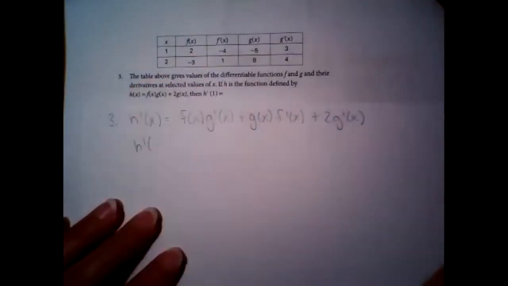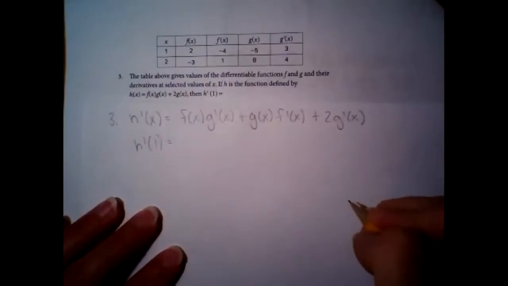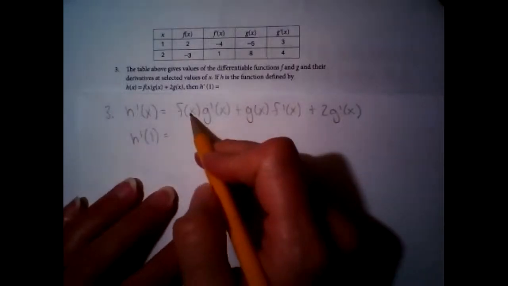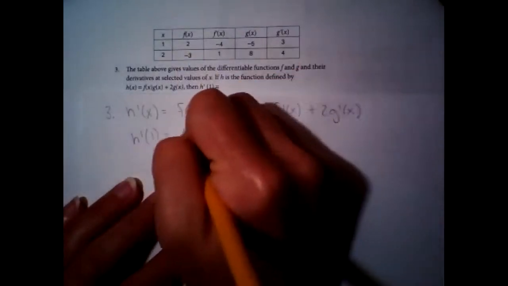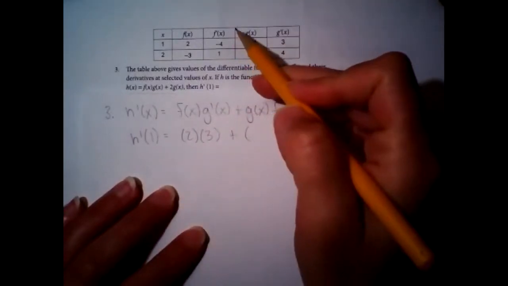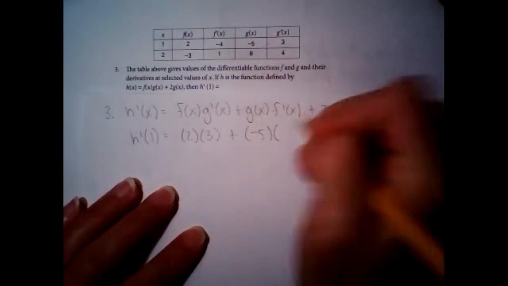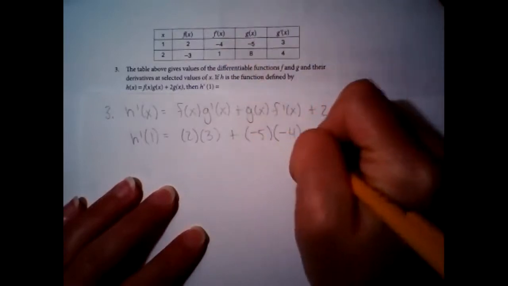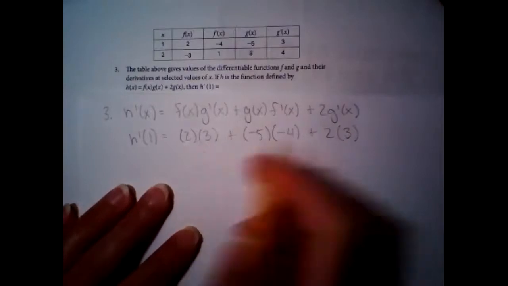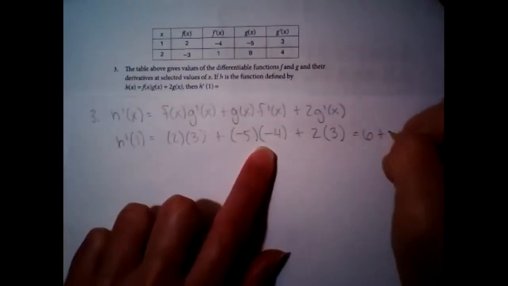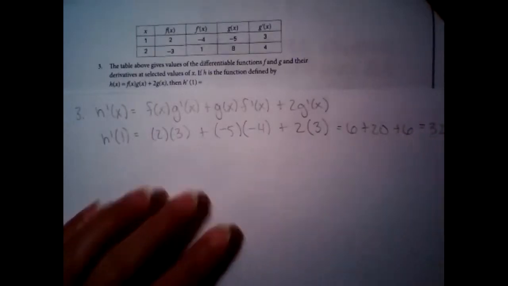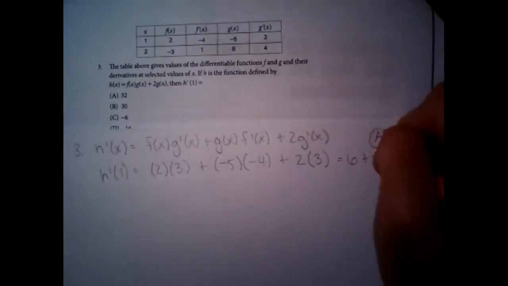All right, and then they want us to plug in 1, and we're just going to get all these values from the table. So there's no arithmetic here. You just are going to get all the values from the table. So f of 1 is 2. G prime of 1 is 3. G of 1 is -5. F prime of 1 is -4. And then 2 times g prime of 1, which is 3. So let's see, this is 6. Negatives cancel, so plus 20 plus 6, that would be 32. So A for that one.